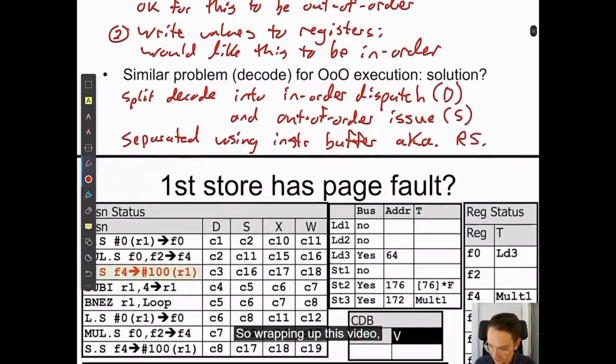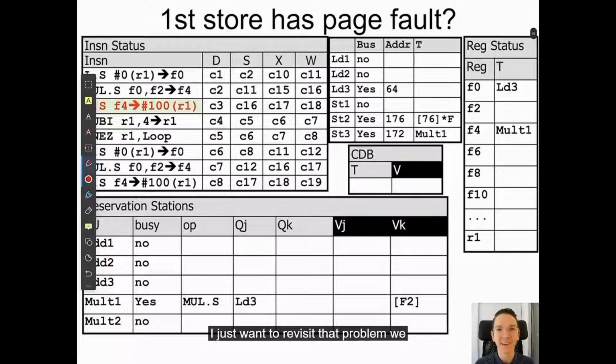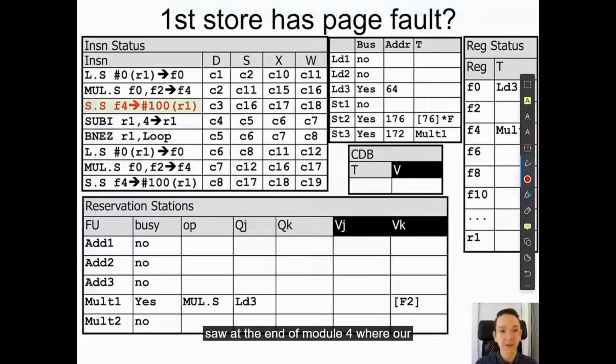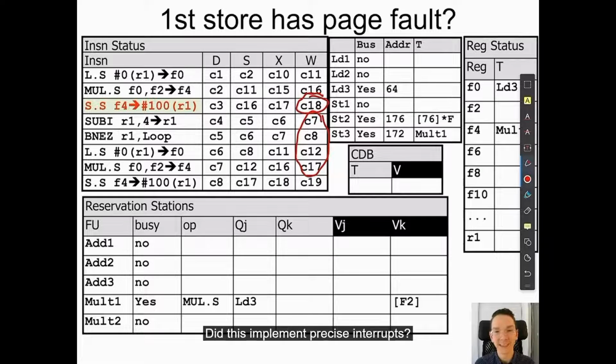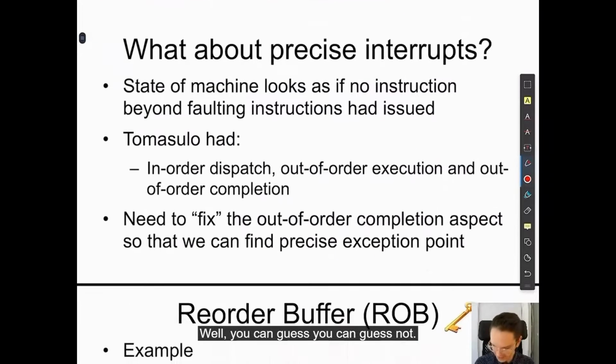So wrapping up this video, I just want to revisit that problem we saw at the end of Module 4, where our store instruction here has a page fault, which we handle in cycle 18 at writeback, but unfortunately, 4 younger instructions also wrote back their results to the register file in the meantime. By cycle 18 at the writeback of the store, this is when we finally handle the exception in software, but we've lost our ability to recover the state of registers F0, F4, and R1. They've been overwritten by these younger instructions due to the out-of-order writeback. Did this implement precise interrupts? Well, you can guess not.